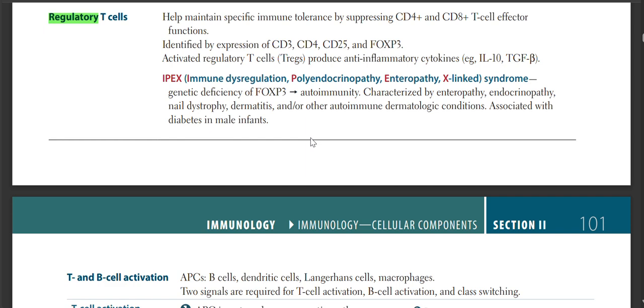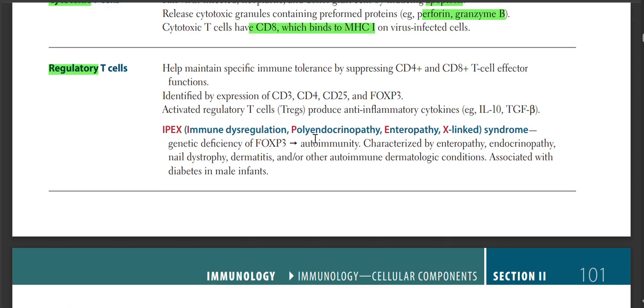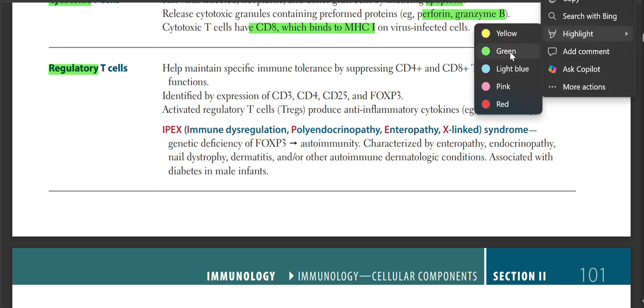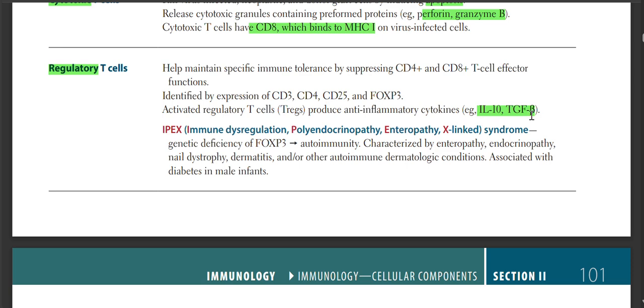Okay. And one thing that you need to remember about these regulatory T cells would be the two cytokines that they produce, interleukin 10 and TGF beta, transforming growth factor beta. These are actually anti-inflammatory. A majority of the cytokines that the body produces are inflammatory in nature, but these are two which are non-inflammatory. So these are the ones you need to remember.